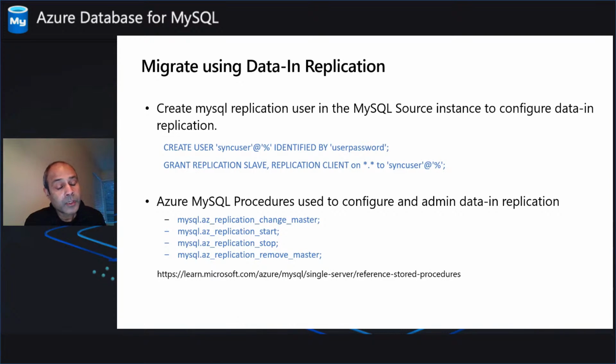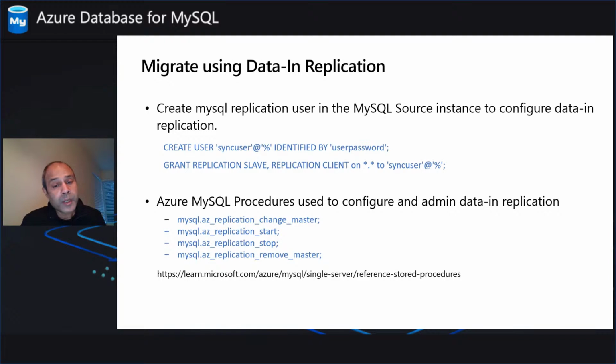And there are several stored procedures which we are exposing to configure the replication as well as maintain the replication after the creation. There are 2 procedures. One is to start and stop. And later on, if you need to remove the replication, you can use this remove master command. And all these procedures are documented in this public facing documentation, which you can reference later on.